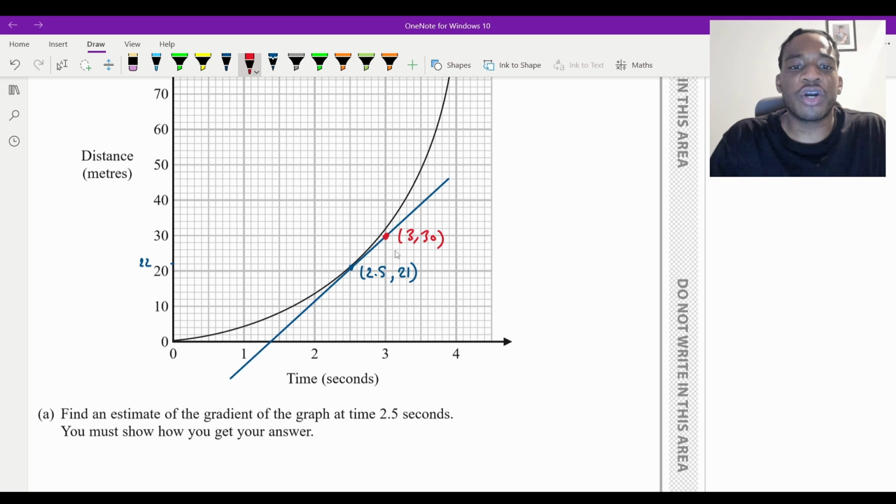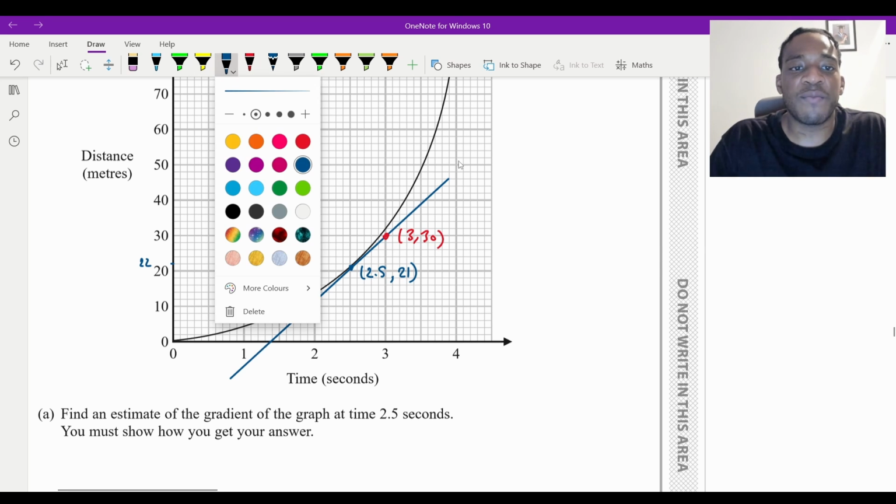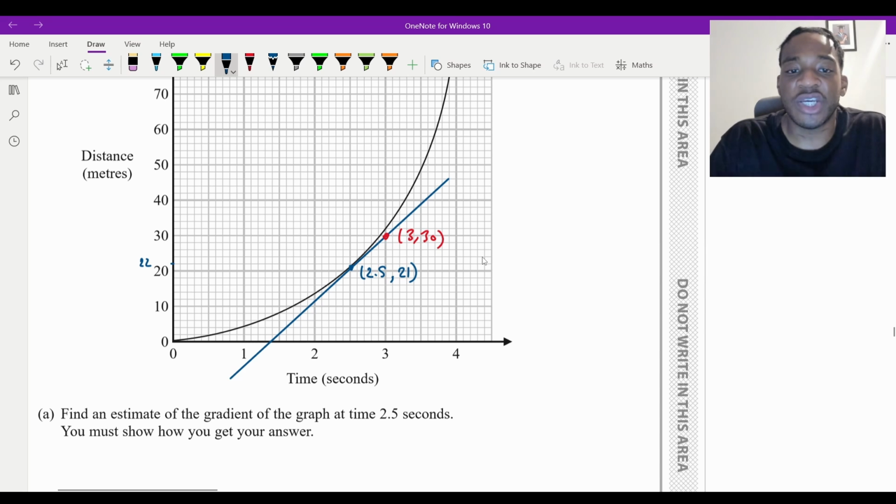Perfect. So now all you're going to do is figure out the gradient. And remember, you're just going to do the change in y over the change in x. Obviously, we're dealing with t and d. So we're just going to do y2 minus y1. So it's going to be 30 take away 21, the two y coordinates. And we're going to divide this by 3 minus 2.5.